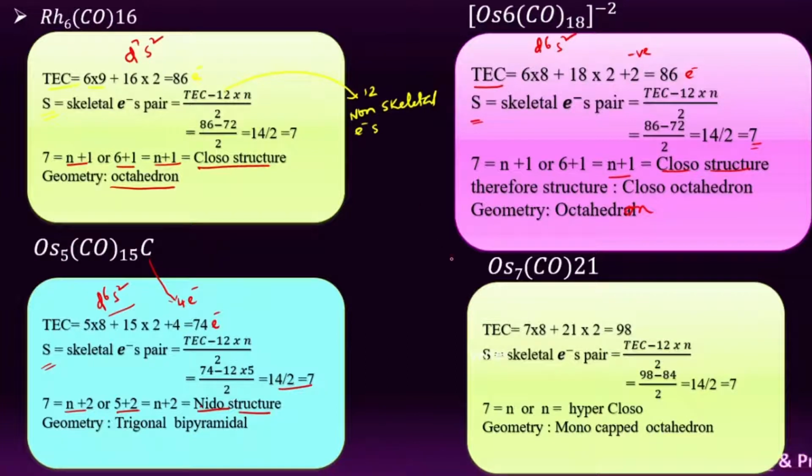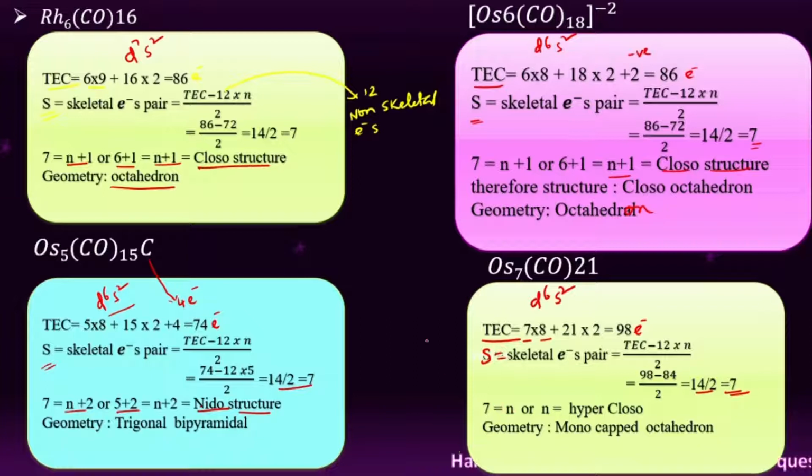Here you can see this is Os7(CO)21, student. First of all we will calculate the total electron count, right? Osmium belongs to the iron family, so that is d6s2. So 7 metal atoms into 8 valence electrons gives 98 electrons. Therefore the skeletal electron pairs S is equal to (total electron count minus 12 into n) divided by 2. Clear? Right, so that is (98 minus 84) divided by 2, equal to 14 by 2, so that gives 7.